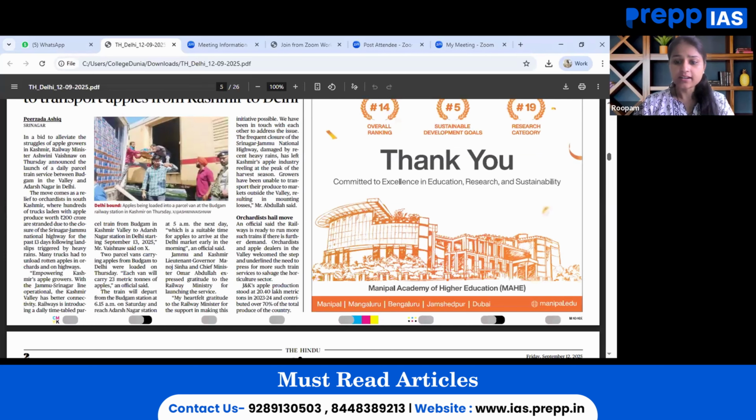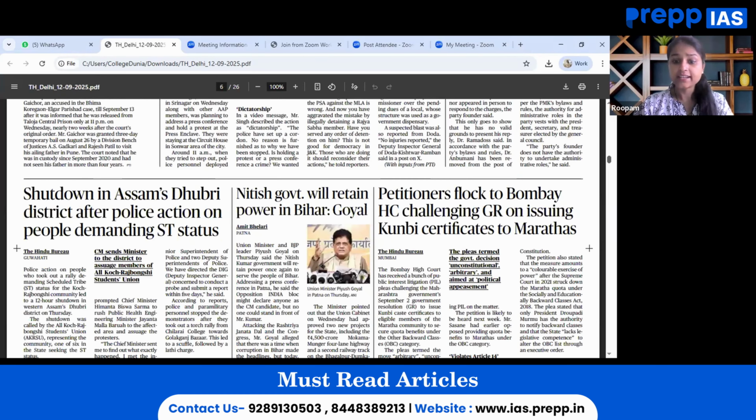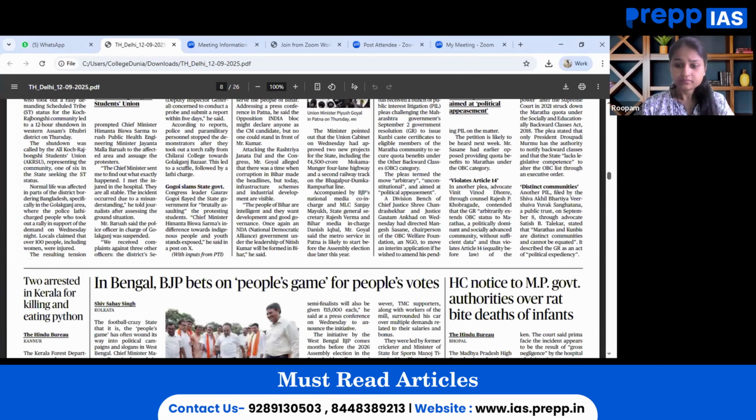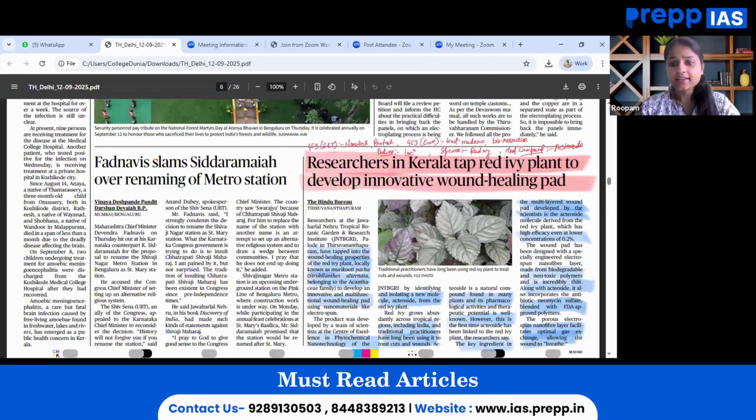The next important article in the paper that needs our attention talks about researchers in Kerala tapping the red ivy plant to develop an innovative wound healing pad. Now, this is relevant for GS paper 3 science and tech, wherein the role of nanotechnology and biotechnology with regard to medical innovation can be quoted.